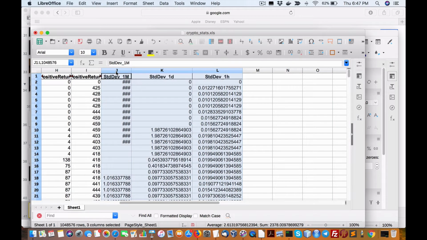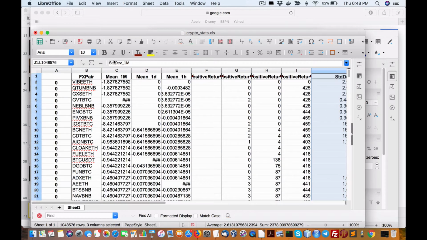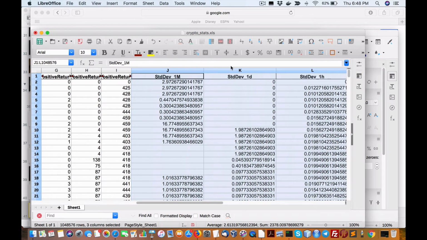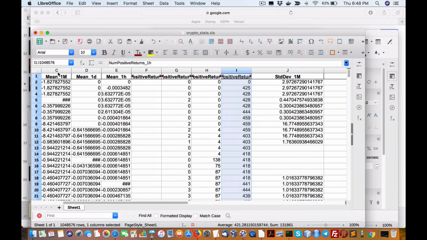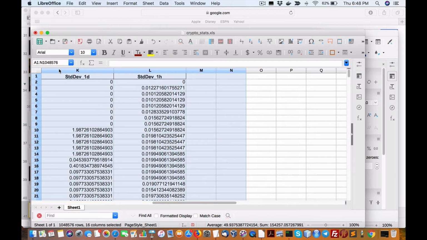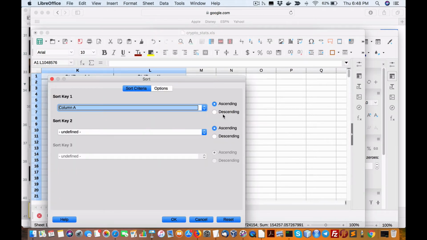So if I wanted to show the daily, see which ones are the most, let's see here. If I want to show the standard deviation of the daily, let me just sort all this stuff out. Okay, so we have to go all the way over to whatever column. That would be column L. So we're going to sort by column K. I believe it's sorting on the descending.